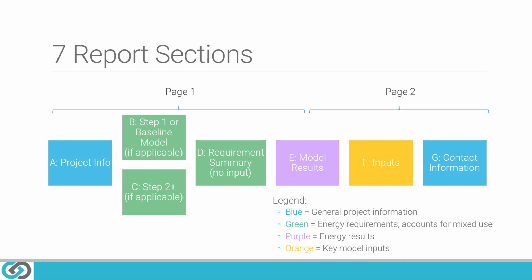Section E is where you enter your model results. So this is going to compare the results with the requirements summarized in section D. And then section F, you're asked for some key model inputs. And finally, section G is basic contact information.